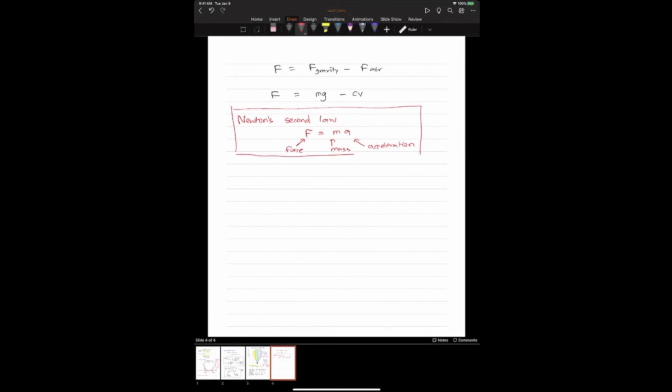So if we use that, we can write this is ma. So the acceleration is mg minus cv over m. So that will be g minus cv over m. So we have a formula for acceleration. So that is acceleration.